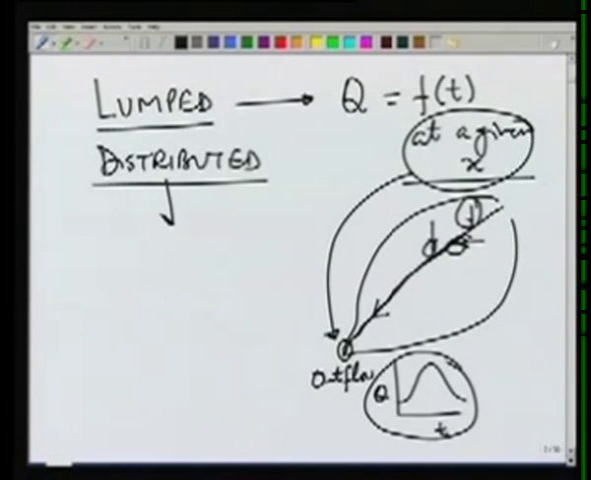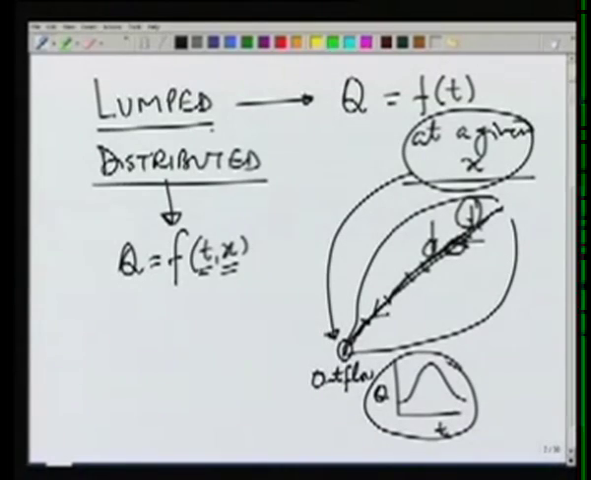In distributed, we find out Q as a function of x and t. So at different times in a channel at different x values, what will be Q? So for this entire channel, we can say that at any time what will be the Q at different locations. So lumped and distributed have the same purpose of routing the flood, but they use different philosophies.